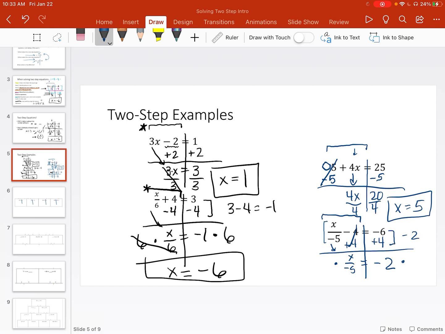I have a division problem, so I'm going to need to multiply. Whoops, look, I made a mistake. We always need to multiply by what's with x. In this case, it is negative 5. So I'm going to multiply by negative 5 on both sides. Those cancel. Get x by itself. And I have negative 2 times negative 5. A negative times a negative will give me a positive. And that'll give me a positive 10.